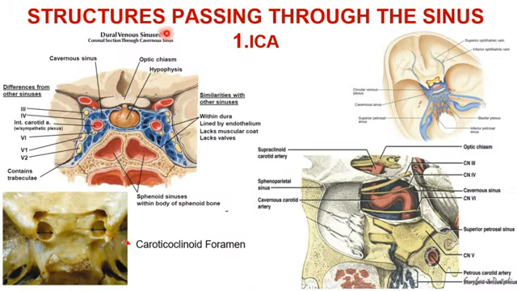Now let's look at the internal carotid artery as it passes through the sinus. Like I already mentioned, the internal carotid artery enters the cavernous sinus through the apex of the petrous temporal bone, and then it passes along the floor of the sinus, lodging in a groove known as the carotid sulcus, which is present on the body of the sphenoid bone. After a small course in the floor of the cavernous sinus, the internal carotid artery turns upwards, and then it pierces the roof of the sinus through the carotidoclinoid foramen.